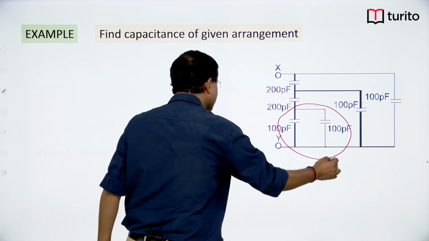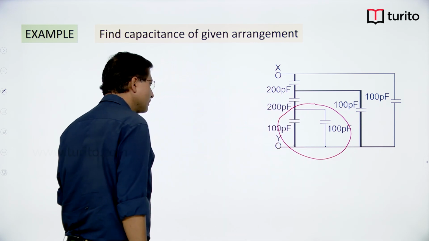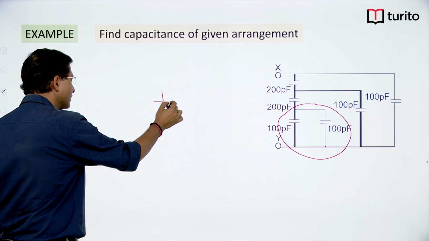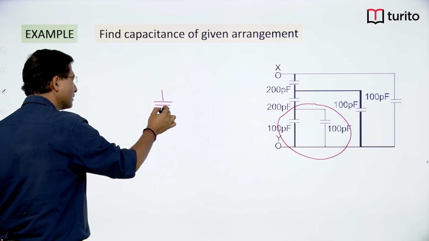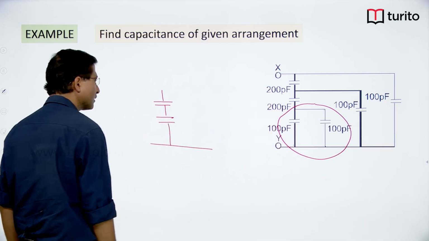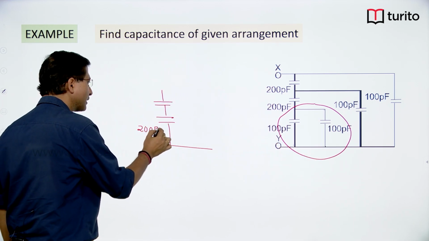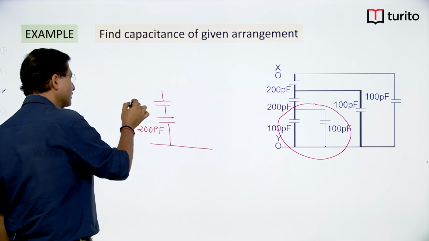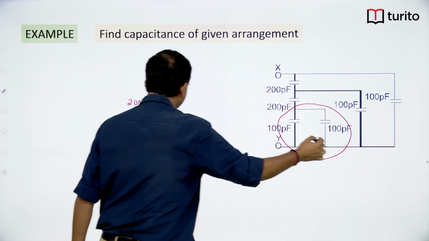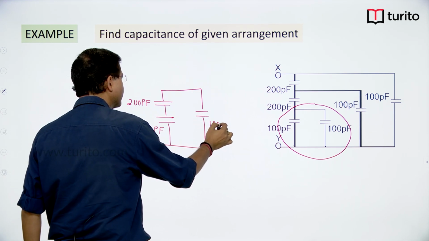Once you replace this by a single capacitor, that single equivalent capacitance and this capacitor both will be in series combination. You can have a look. This capacitor I am drawing here, right. This combination I will draw here. So this whole thing I am drawing here, that is 200 picofarad, right, and this single one 200 picofarad, right. And then look at this bigger one, this is 100 picofarad.